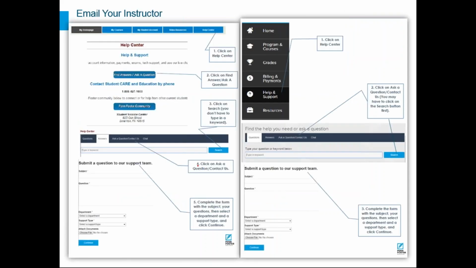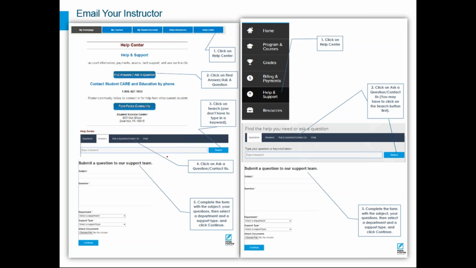How to email your instructor. Some of you will have this kind of an account, so you just want to follow the steps on the boxes, and that will let you email a question or inquiry to your instructor. And some of you have this kind of account. Really, the course is the same, the exams are the same, just the look of the account. You want to follow the steps on those boxes, and you'll be able to email.